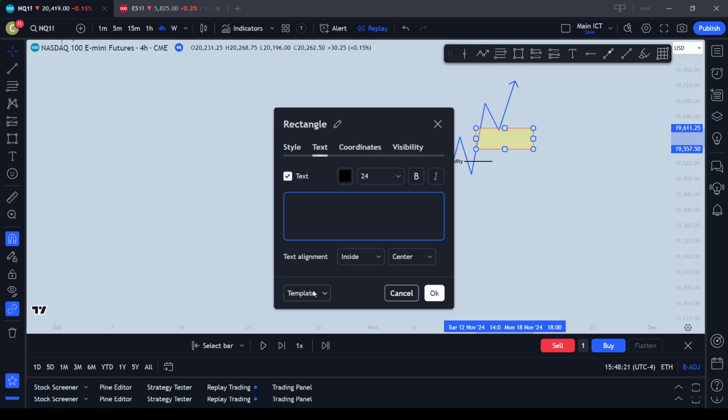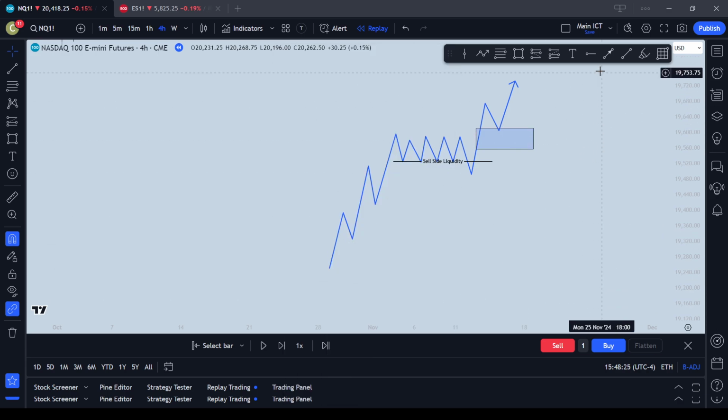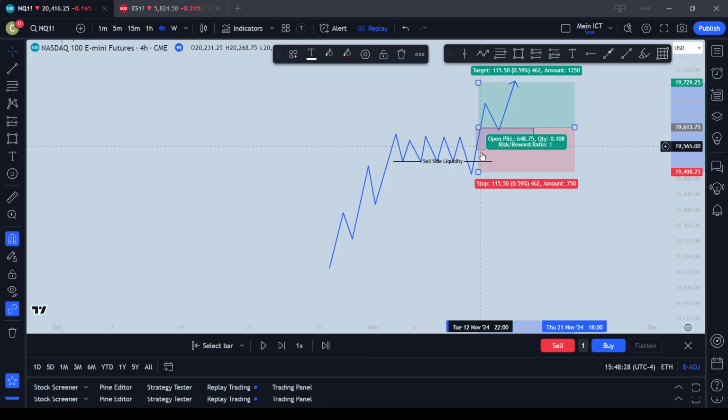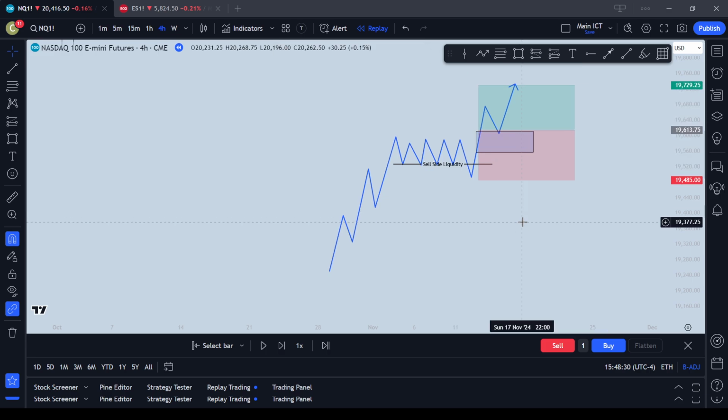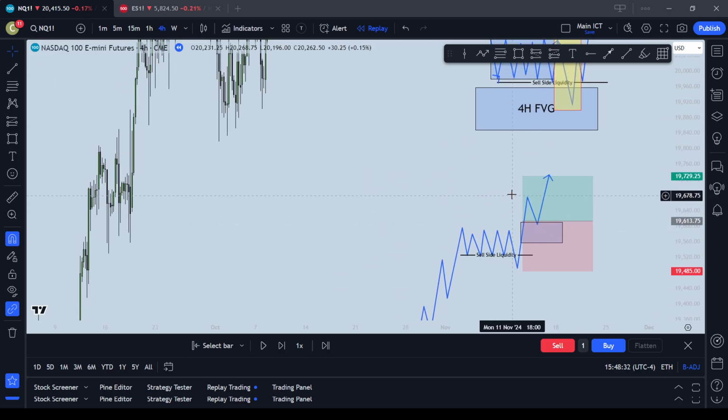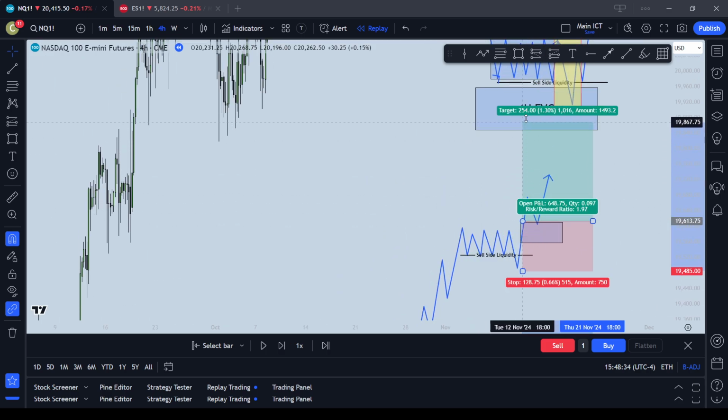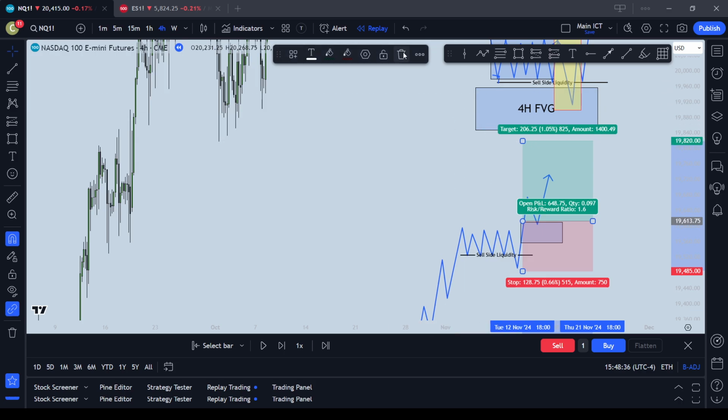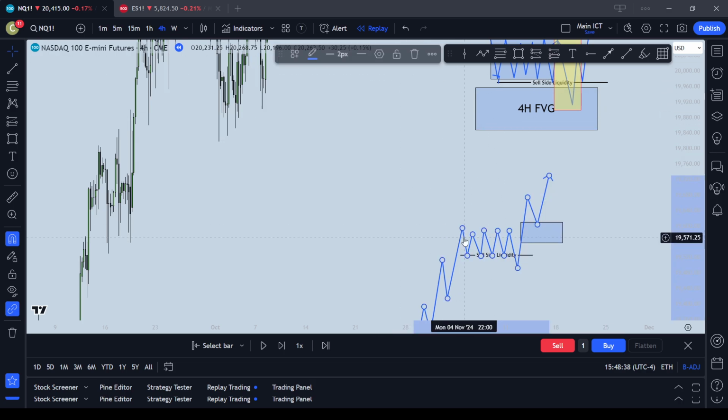And then once you've created a fair value gap, what you are going to do is set your limit at the top of the fair value gap, set your stop down here, and you're going to continue running however far you may run. So that's pretty much what the model is, guys.